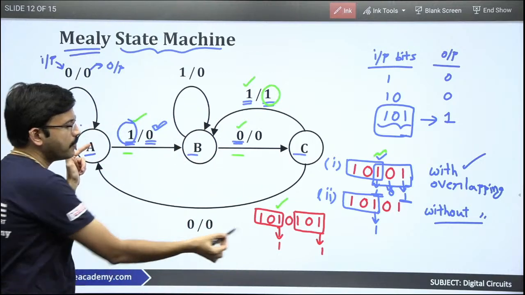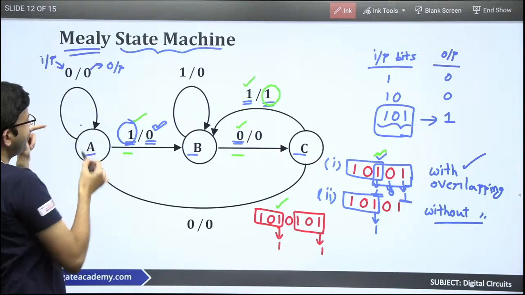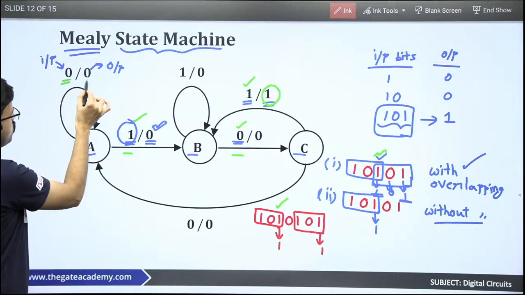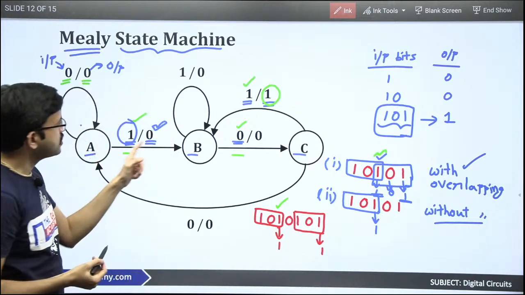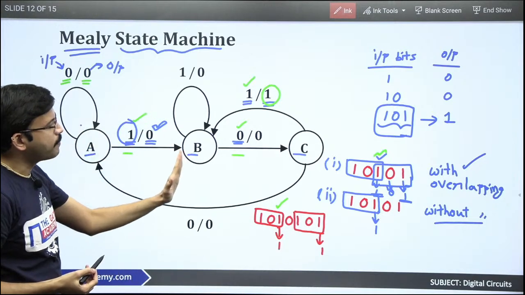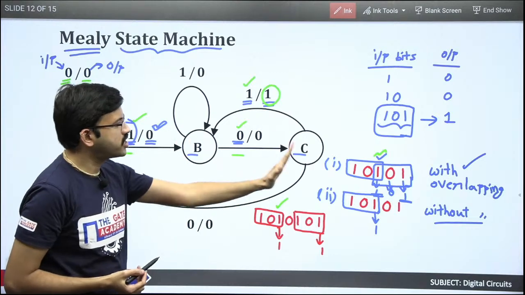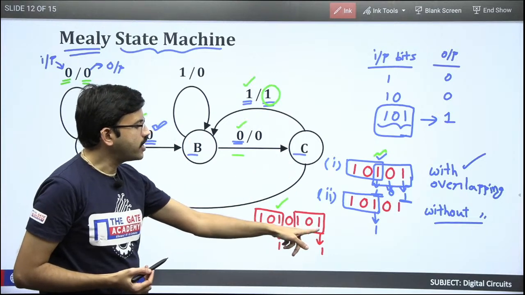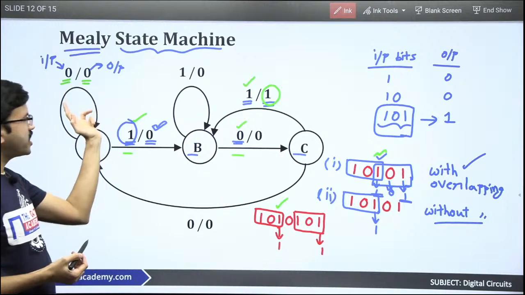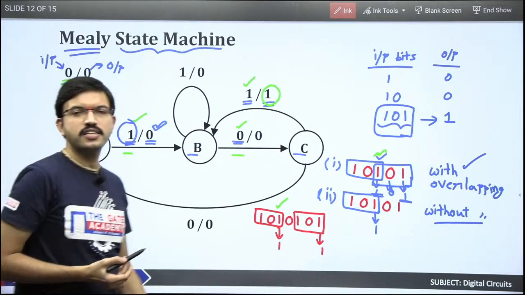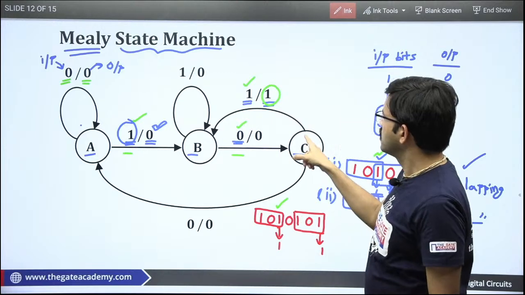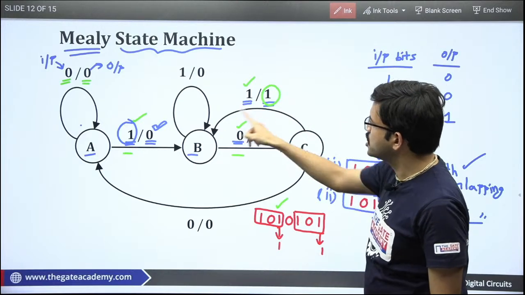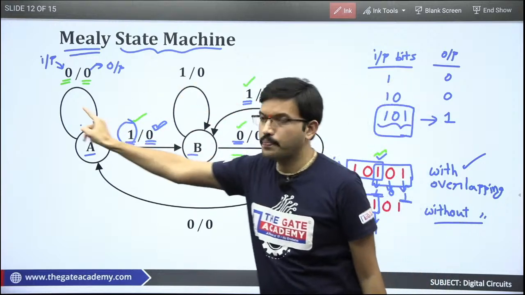Now you are sending bit value 0. When you are at state A, if the input is 0, you will stay at the same state. Now you have sent 1, so the transition from state A to state B will happen. Next 0, state B to state C will happen. Next 1, so the transition from state C to state A will happen. I hope it is clear now. Without overlapping means that instead of C to B, you have to draw the line from C to A.